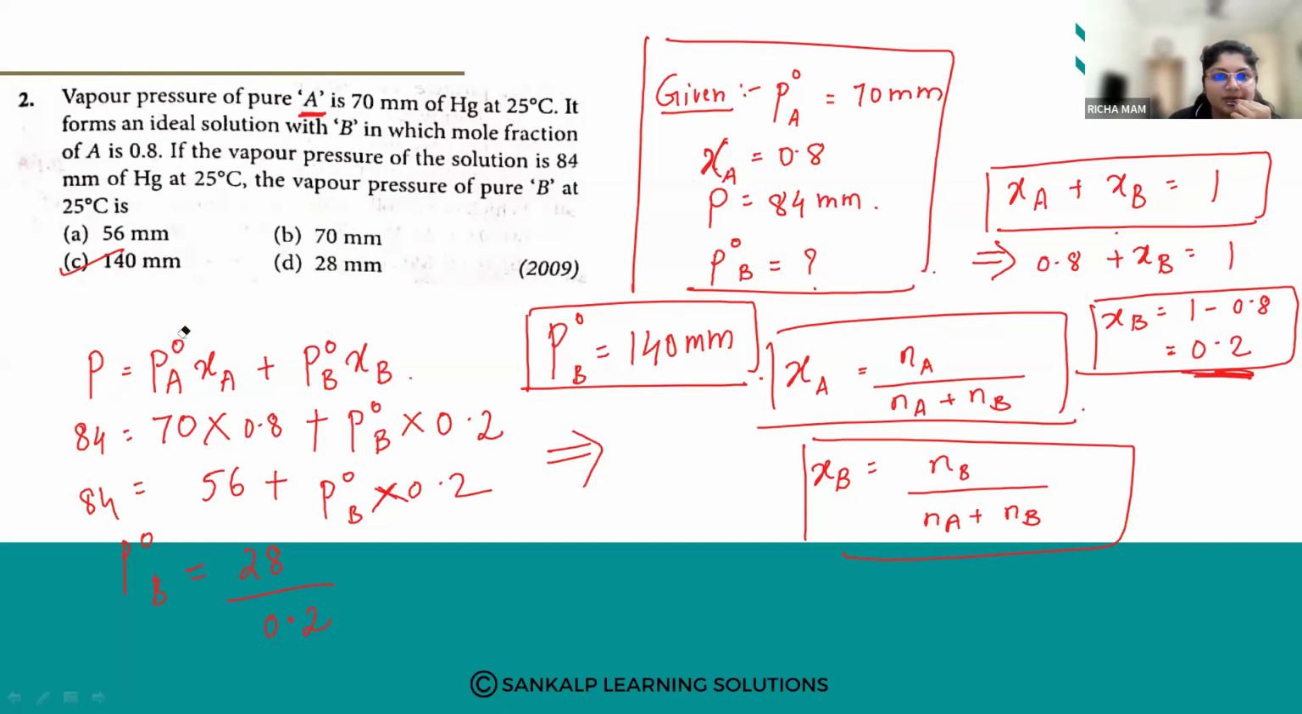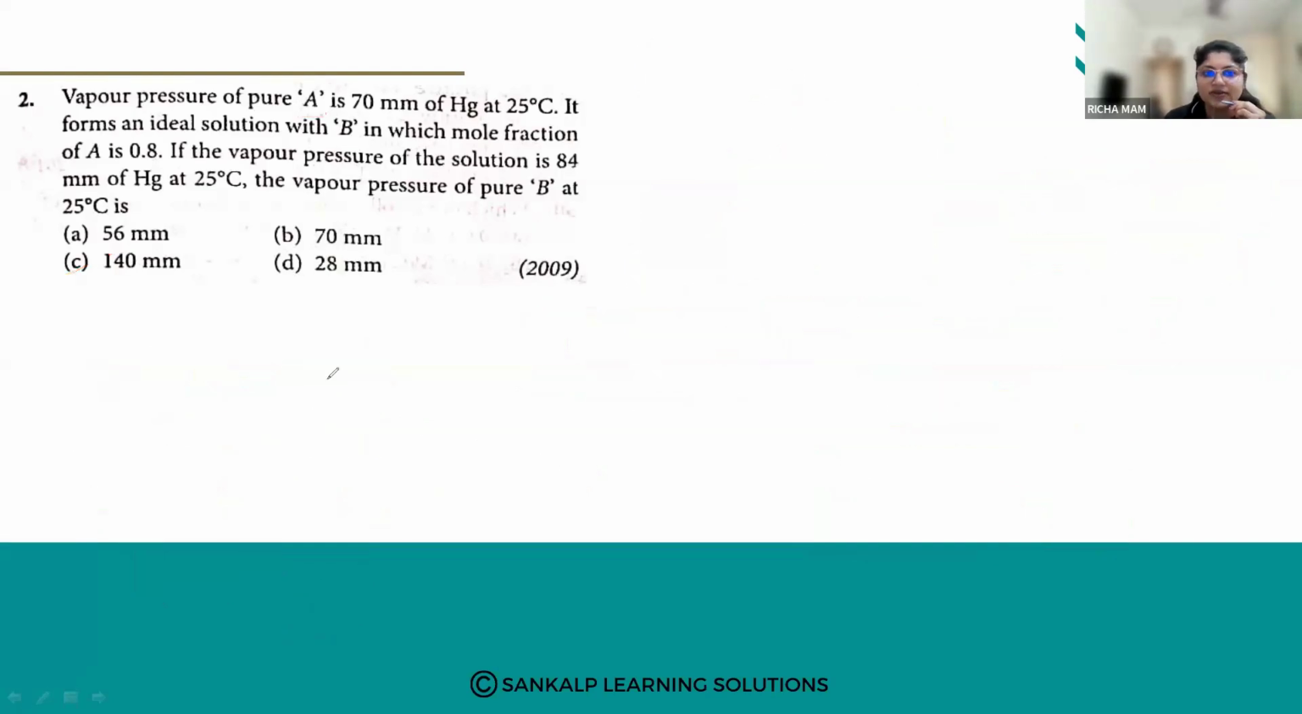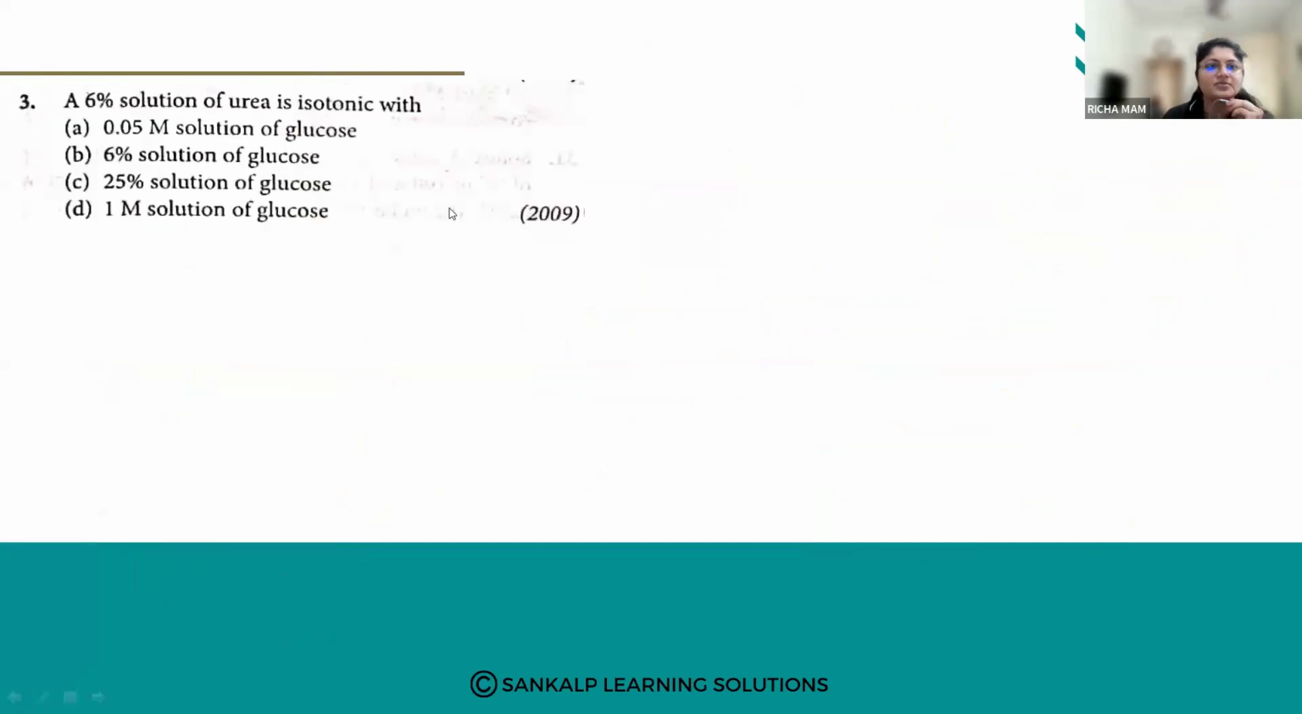Now, according to Raoult's law, the total vapor pressure is equal to the sum of the vapor pressure of pure component A into its mole fraction plus the vapor pressure of pure component B into the mole fraction of B. So applying this, put the values that are given, substitute them, and get the vapor pressure of pure component B, that is 140 mm. Like this only questions will come, only the numbers change. Similar types of questions will be there. So this is on the basis of Raoult's law. Let us go for the next one.